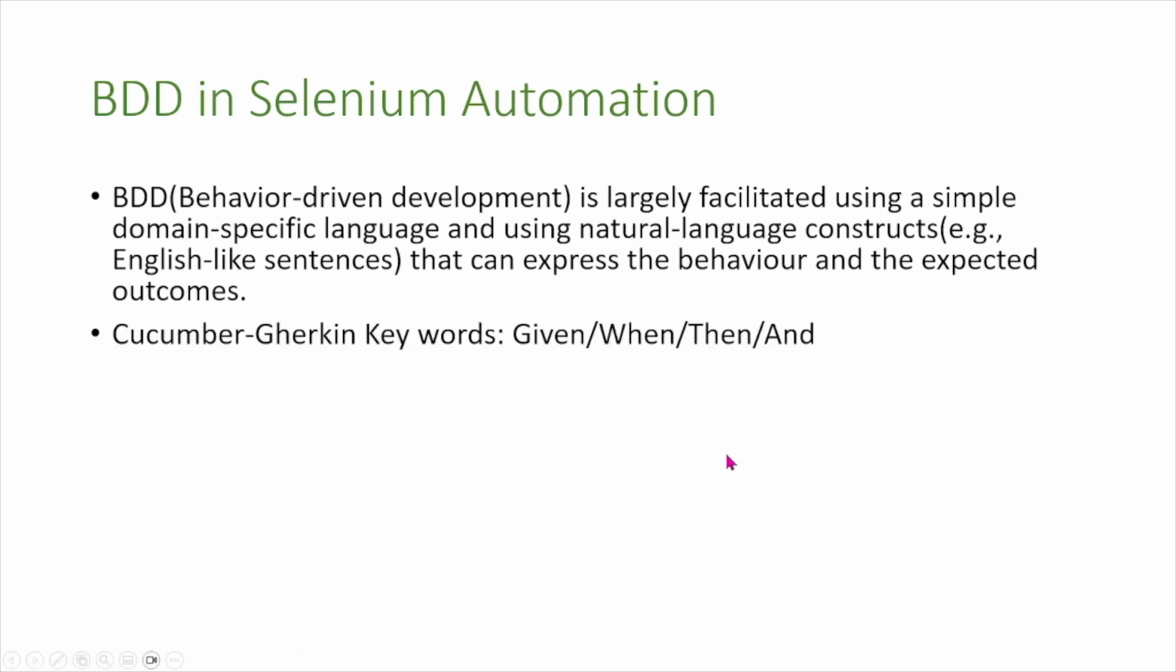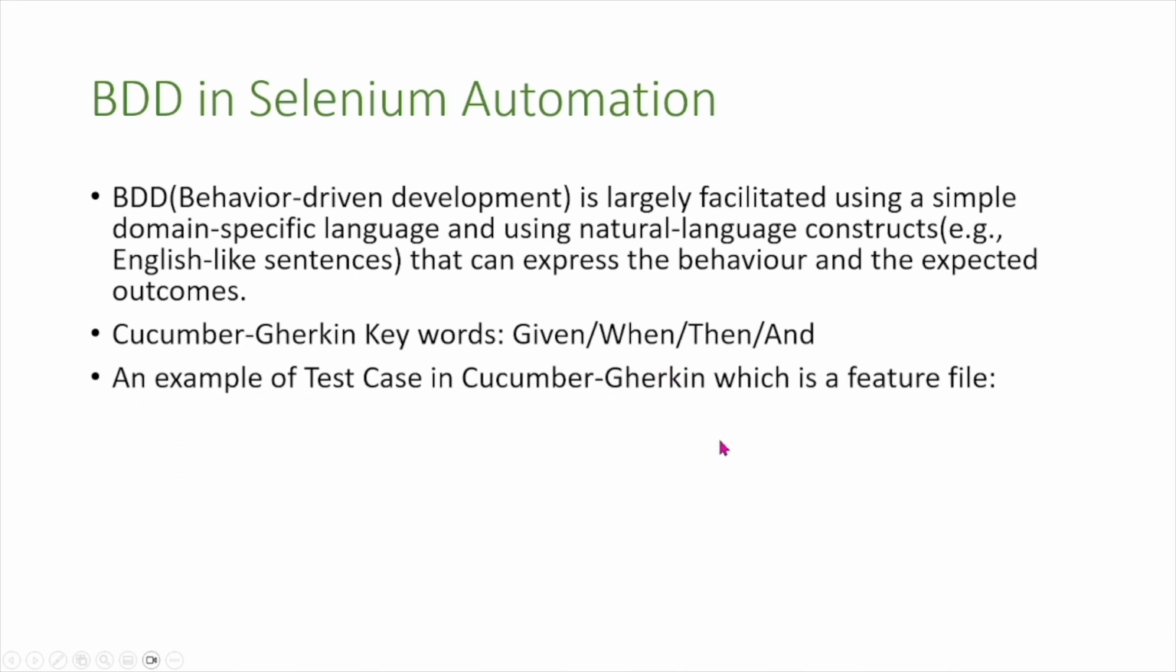So for this, we can use Cucumber Gherkin. And in Cucumber Gherkin, we have these keywords called given, when, then, and. And like the English language, these keywords state the situation, what you're doing, and what you should expect.